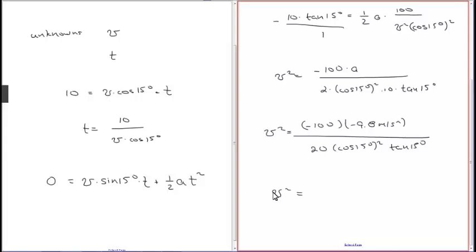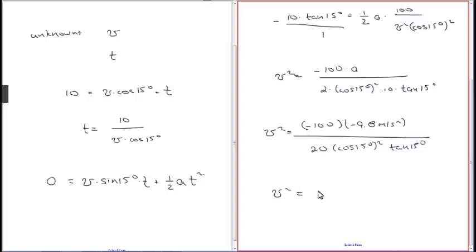9.8 divided by 20 divided by the cosine of 15 degrees squared. So let's do that. Cosine 15 squared divided by the tangent of 15. And I get 196 meters squared per second squared.